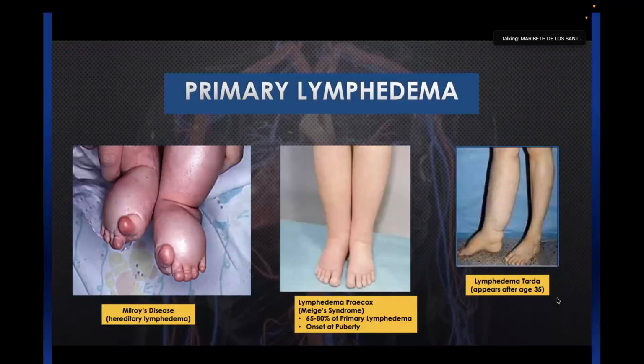Lymphedema praecox or mixed disease is obvious from birth to 35 years, often appearing during puberty. This is 4 times as likely in females and is 65 to 80% of cases. Lymphedema tarda occurs later in life for those 35 and older, and is the rarest form, accounting for 10% of cases.